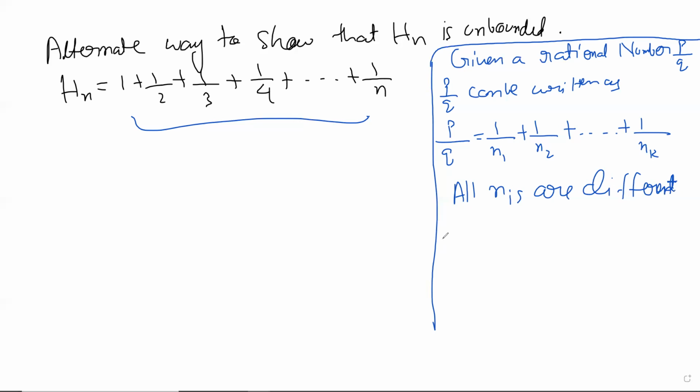Obviously, if you don't insist that all the ni's are different, then it's very simple, right? You could just take something like 30 by 17, and write it as 1 by 17 plus 1 by 17 plus 1 by 17, and so on 30 times. And then there's nothing to do. But the real claim here is that all the ni's are different.